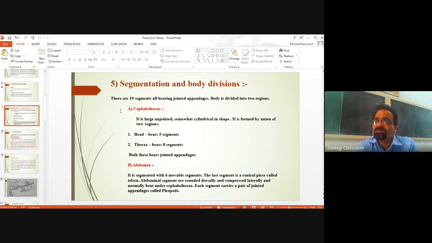In case of cockroach, especially in case of insecta, isn't it? Cockroach belongs to class insecta. And what is the characteristic of insecta as far as the body divisions are concerned? Yes. Come on. In how many parts is the body of cockroach divided?